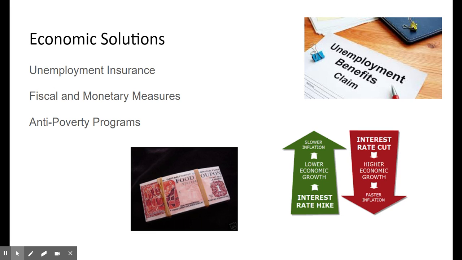So I want to look at these three problems: unemployment, inflation, and poverty, and talk about what the public sector, the government, does in order to respond to these. Let's start with unemployment first.